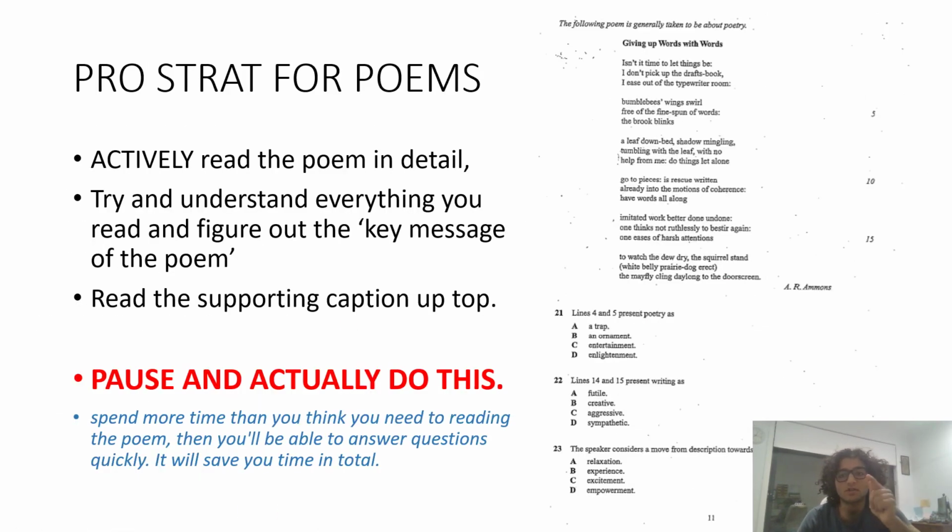Okay, here's the pro strat for poems. As I was saying before, you need to actively read the poem in detail, right? You need to try and understand everything you read. You might be thinking, these poems make no sense, but they do make sense, and you can understand them, right? Because remember, they're made for everyone to understand. You don't need to be getting an A in literature to know what these poems mean, because they have to be obvious and explicit. So you want to try and understand everything they say and figure out the key message of the poem. Read the supporting caption up top. So pause and actually do this. Now also, spend more time than you think.